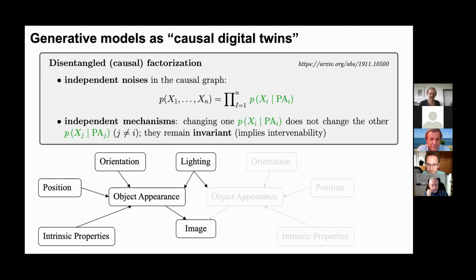And now the last thing is about visual scenes. I always find it useful to think of generative models as causal models. And obviously, if you think of a scene as a generative model, you have some objects, they have intrinsic properties, they have a position, orientation, there's lighting, which affects multiple objects, etc.